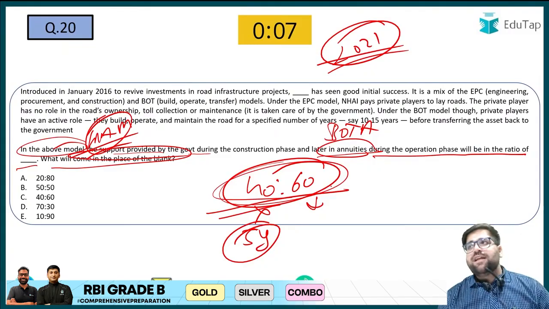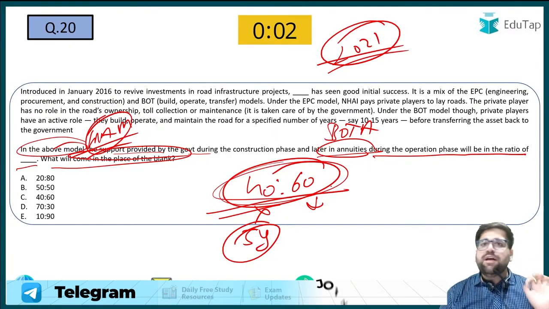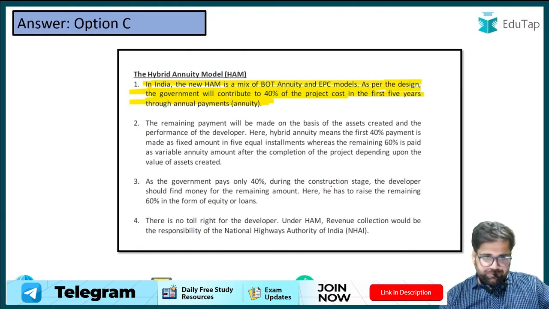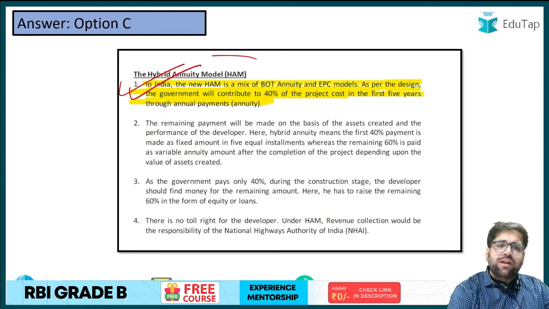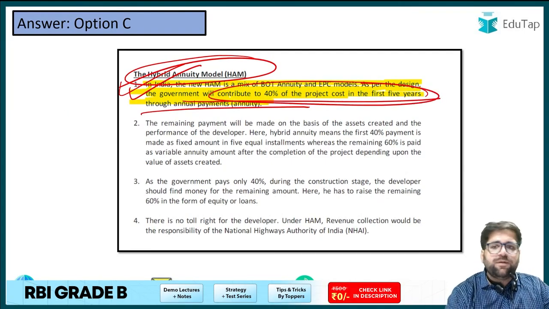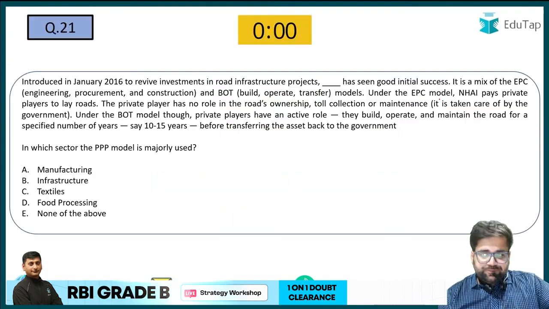They have just picked, I think, one of the articles, and they are just picking the important data point from it. And luckily this was there in our notes as well. Hybrid annuity model. If you understand this particular model, the same question, the same answer, you will see 40% of the project cost is paid under the first 5 years.